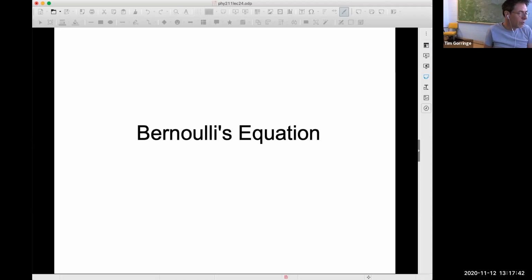Okay. I want to go on to Bernoulli's equation, but I want to show you a little demo that I forgot to show you before we go on. And that is a demonstration of apparent weight and true weight for an object, and how we were able to measure the density of the object from the apparent weight and true weight. So let me just show you this demonstration.